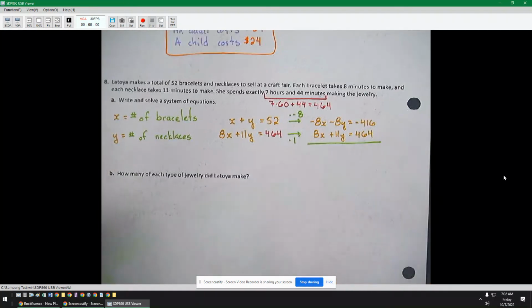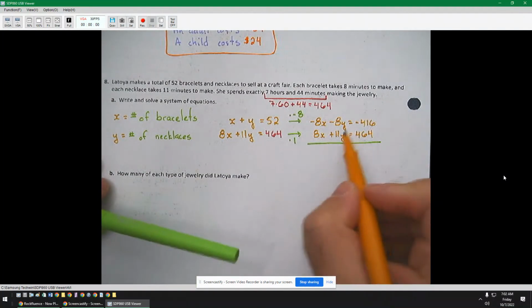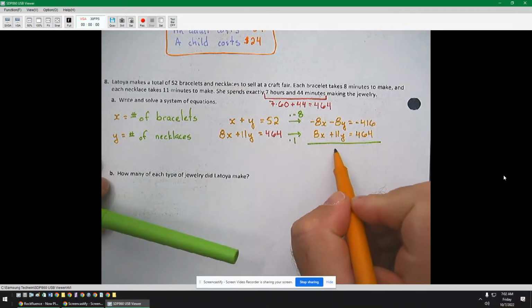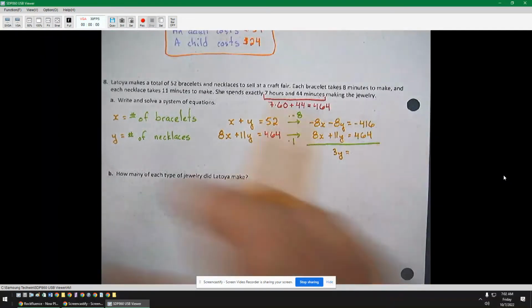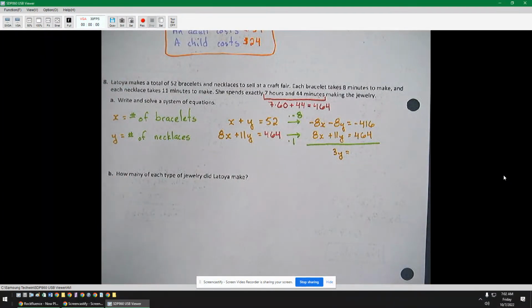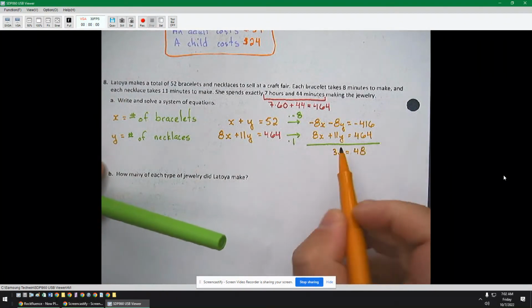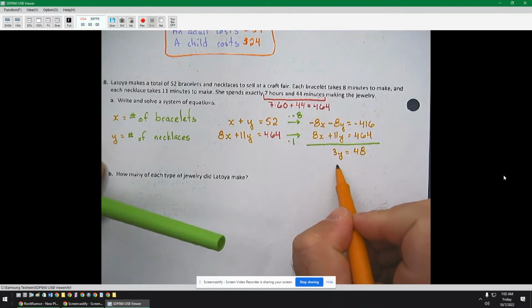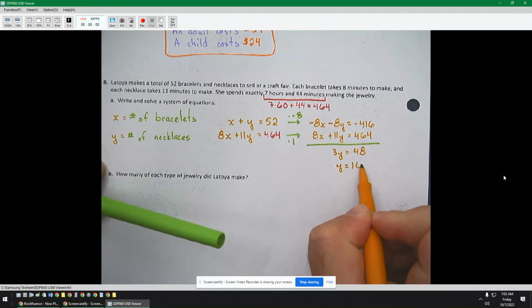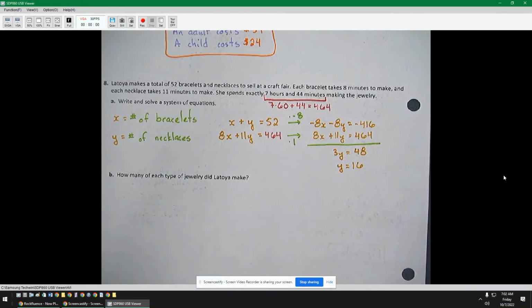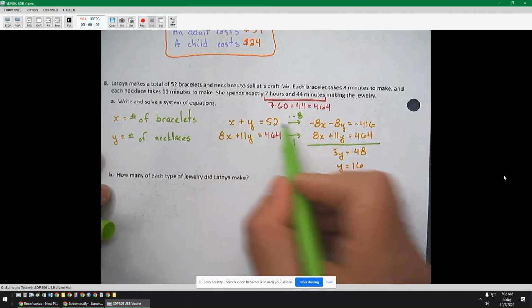Let's now eliminate our x's. -8 plus 11 is 3y. 464 take away 416 is 48. Divide both sides by 3, we get 16. Now that we know what y is, we're going to go back and plug it in to figure out what x is. I'm going to use this equation because it's the most simple.